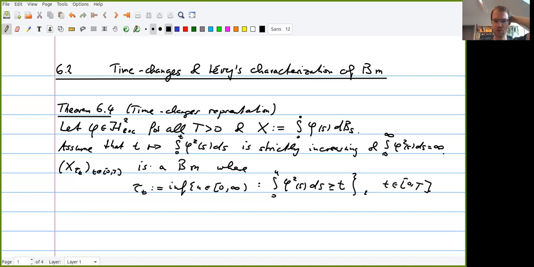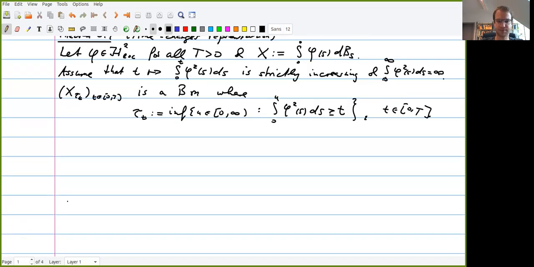What I do by introducing this family of stopping times is I normalize the quadratic variation of this local martingale x to be exactly t. And this is what we know for Brownian motion: a martingale which has the quadratic variation equal to time t. So if I take such a local martingale of this form, I can always time change it to be a Brownian motion, by just normalizing the quadratic variation.